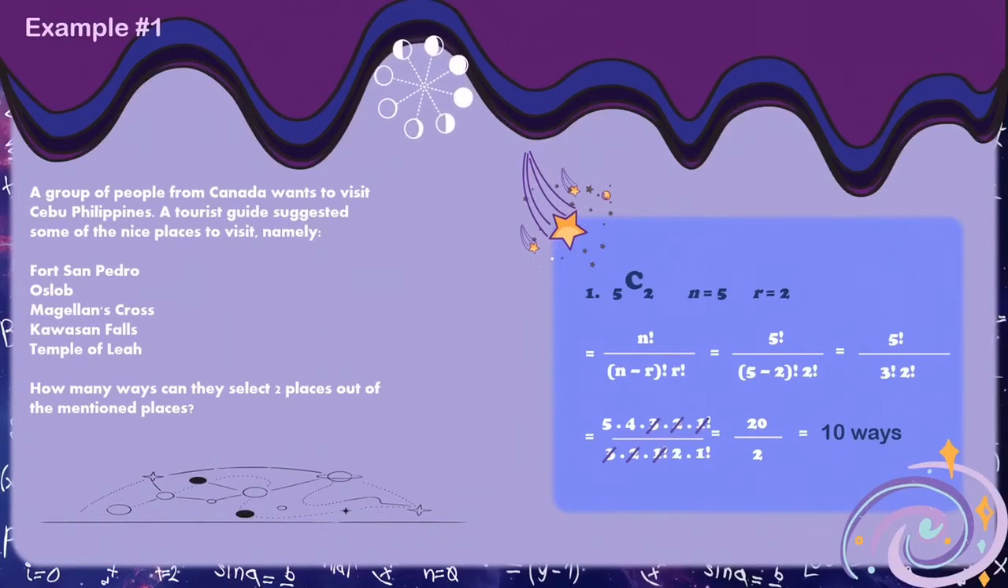So we have combination 5, 2 equal to 5 factorial over the quantity 5 minus 2 factorial times 2 factorial. We can now evaluate our equation by first completing the operation inside the parentheses. 5 minus 2 equals 3, so now we have 5 factorial over 3 factorial times 2 factorial.